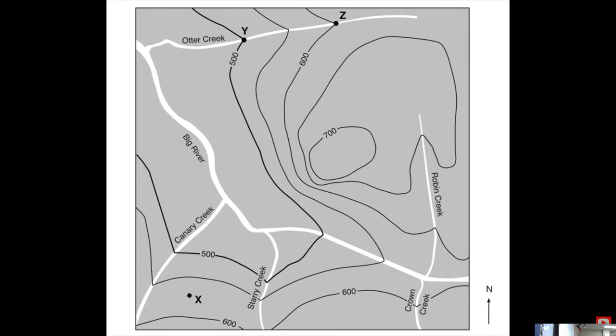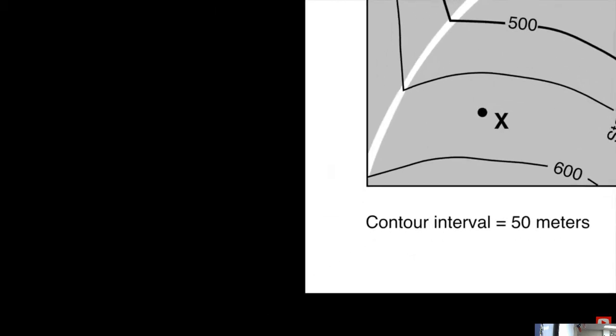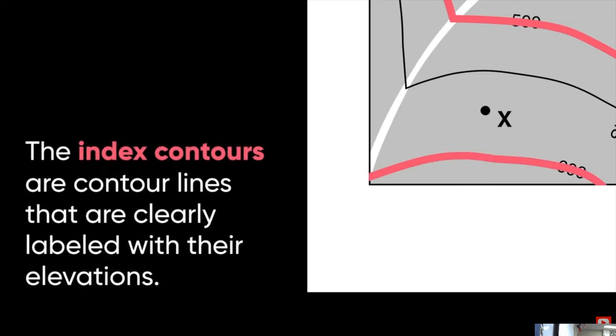So let's take a closer look. One of the things you might notice is that some of these contour lines, not all of them, but some of them, are labeled. For example, the 500 line is labeled, the 600 line is labeled, and these labeled lines have a name. Those are called index contours. These are contour lines that are clearly labeled with their elevations.